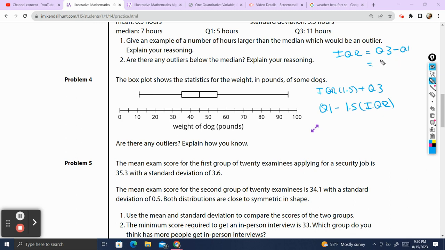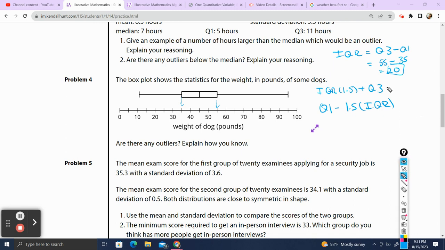So let's go ahead and start by calculating our IQR, which is equal to Q3 minus Q1, which is equal to, in this case, our Q3 we see is 55, and our Q1, which is 35. If you don't know how to calculate the IQR, I recommend going back to some old videos and making sure that you know how to calculate it.